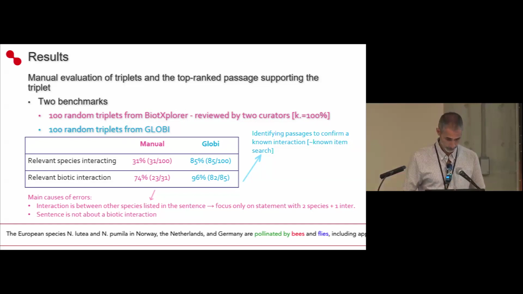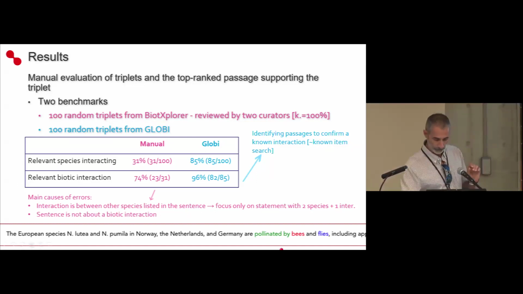So we start with the manual one. If we look within the passage, whether there are relevant species interacting, the quality is very moderate. It's only 1 out of 3. But then if you ask that within these 2 species in one sentence, you demand a biotic interaction, then the bar does rise to 74%. It starts to be useful.